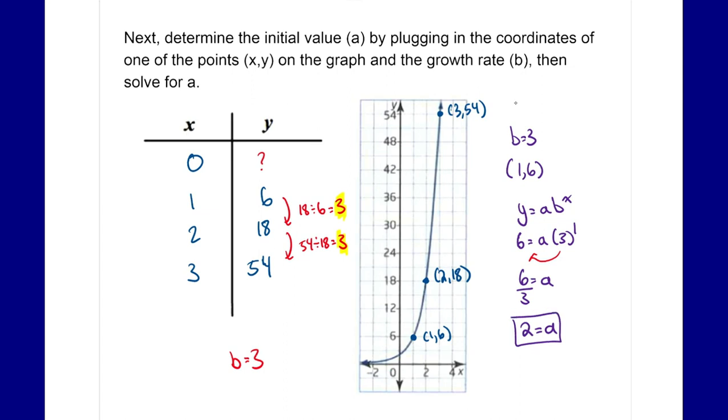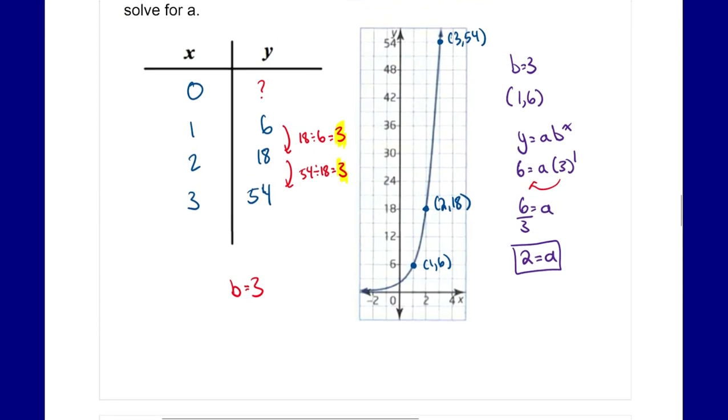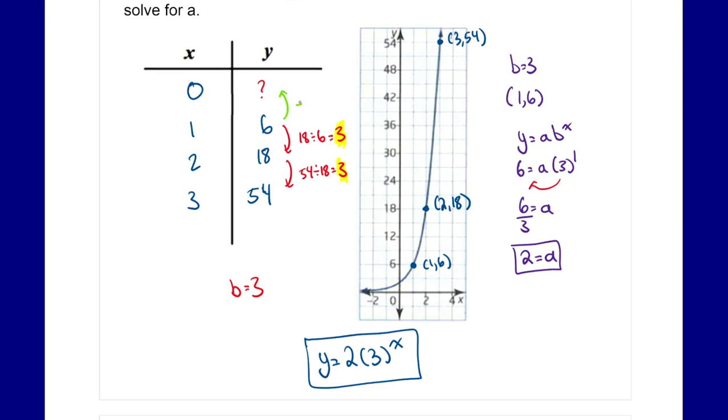So now that we did it algebraically, now I can write out my equation, which would be y is equal to 2 times 3 to the power of x. Now, because we have nice values and because our growth factor in this case is a nice value of 3, I could find my initial value a different way, because if I'm multiplying by 3 every time I increase, if I decrease, I'm actually going to be dividing by 3. And 6 divided by 3 gives us 2.